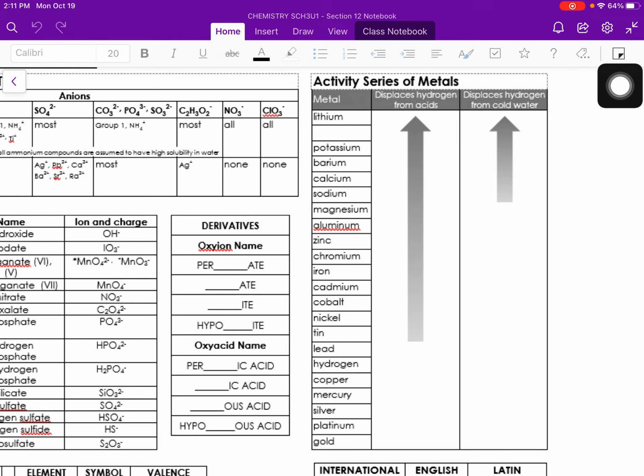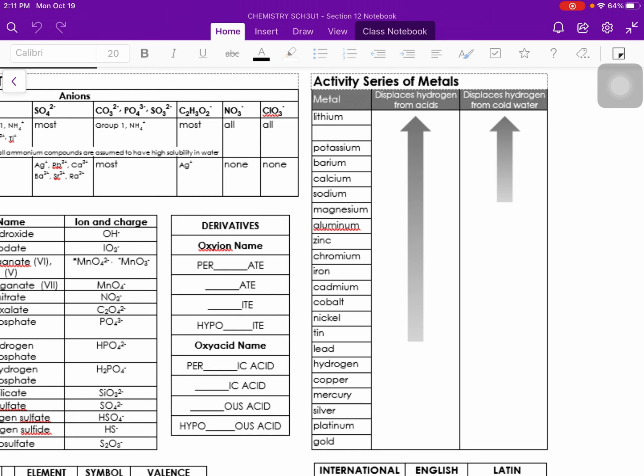If the element is lower than the metal part of the compound, because this is the reactivity series of metals, so if the metal that is the element is lower in this, then there would be no reaction because it's less reactive, and that won't happen.